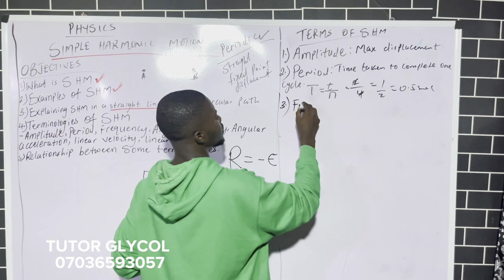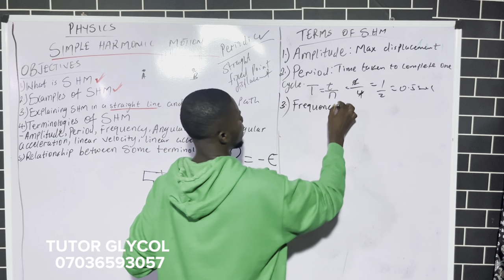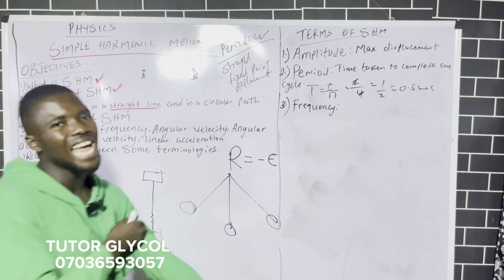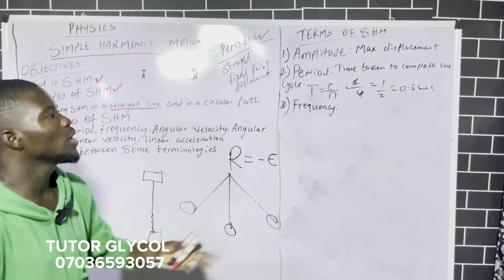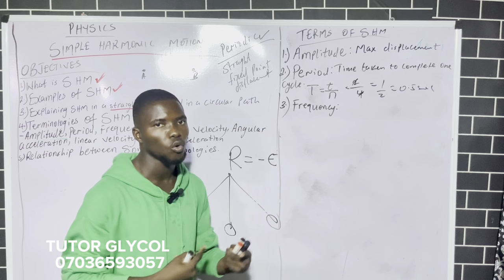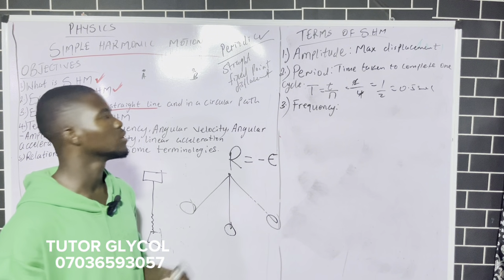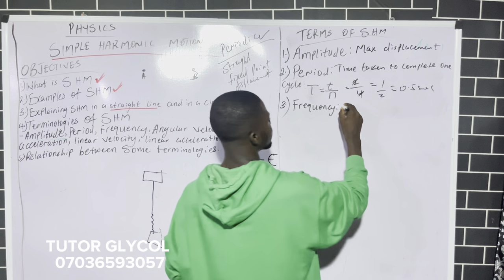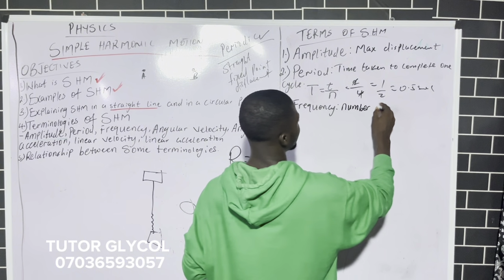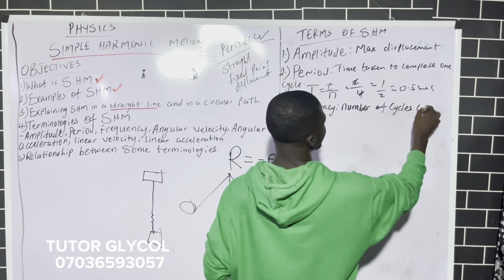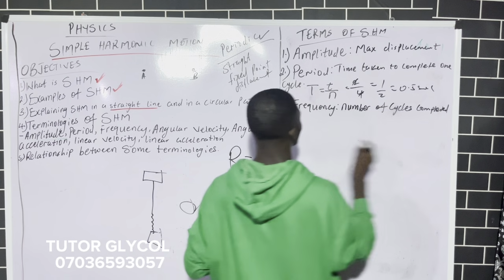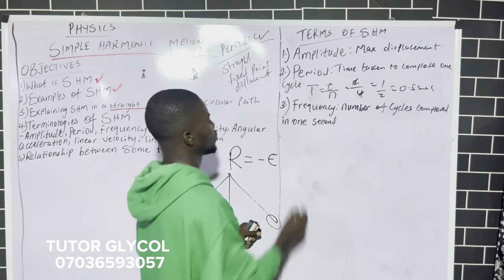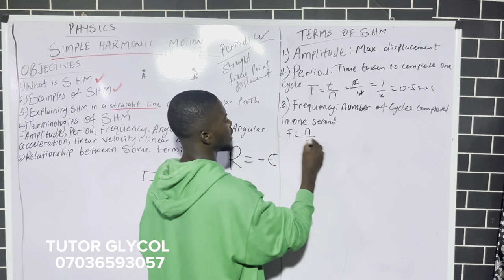we have frequency. What is frequency? Frequency is the brother of period. They are inverse, but I will get there. Frequency is simply the number of cycles completed in 1 second. So this one is time taken, period, time taken. Frequency, number of cycles completed in 1 second. So F is equal to n over t. Did you see it now?